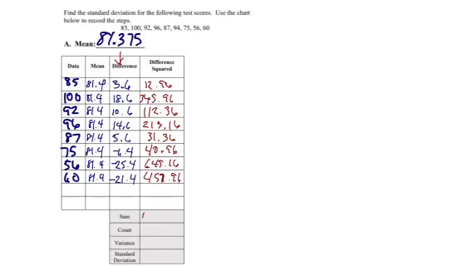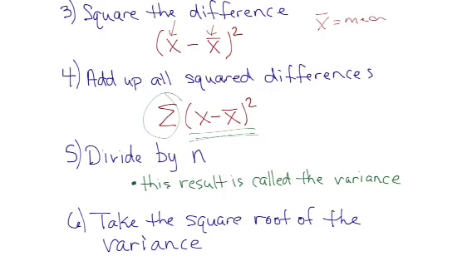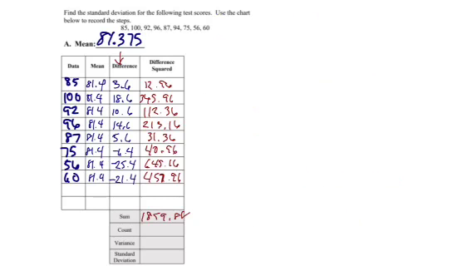So anyway, if I added all those up, I got 1,859.88. I summed. I add all those up. That's what the word sum means, the answer to addition. Alright, next I need to divide by n. N is the number of things in the list. And this result has a special name called the variance. So the count, that's 8. And then the variance is where I take that answer, 1,859.88, and divide by 8. When I do so, I get 232.485. That number, again, is called the variance.